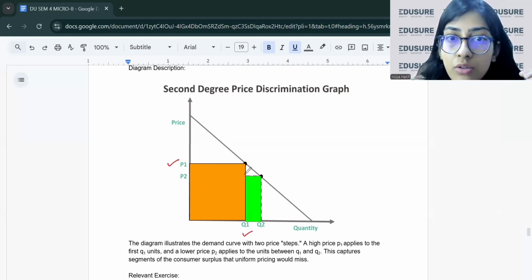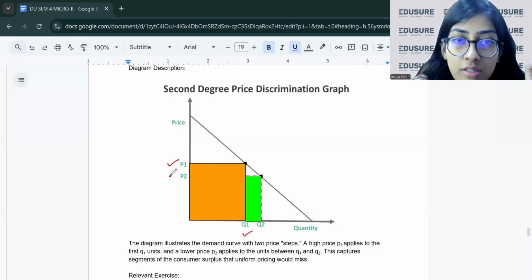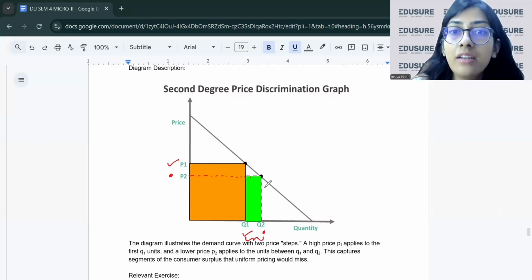Okay, so this orange block is the total revenue that you get by selling Q1 at P1. And a lower price P2. This is P2, and this is Q2, right? You can see यहाँ पे ऐसे P2 है. This applies to the units between Q1 and Q2. So this is the extra that the person is getting, right?